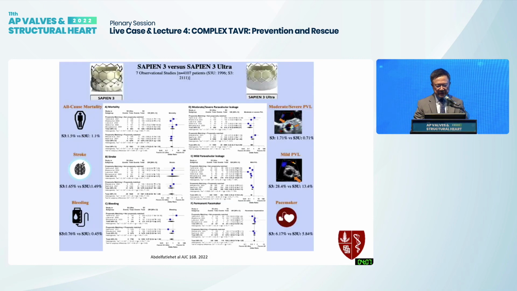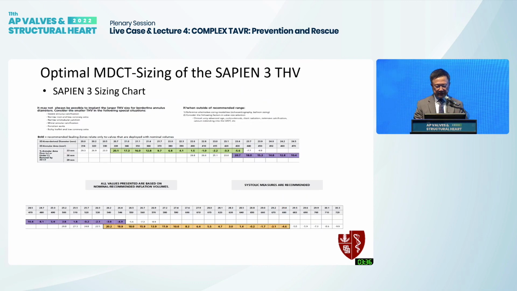This is recent data that was published in April. Basically, look at all the S3 versus S3 Ultra data, clinical outcomes, as well as what we are interested in here, which is perivalvular leak. So for example, if you look at the mild perivalvular leak, the S3 is about 28.4%, and S3 Ultra is down to 13.4%. And if you look at moderate to severe, it's really down to less than a 1% range for S3 Ultra. So again, the cuff serves a purpose that you likely do not have to oversize as much.